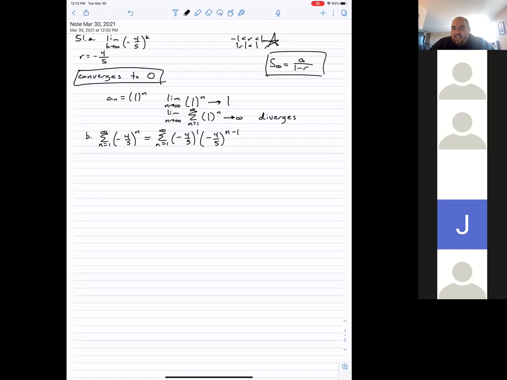It either tells you that a series diverges, or it tells you no conclusion at all. So be careful with that one.